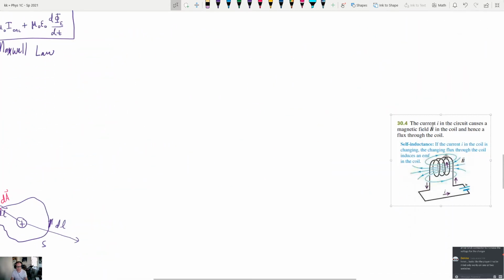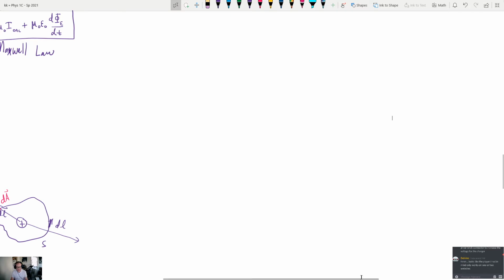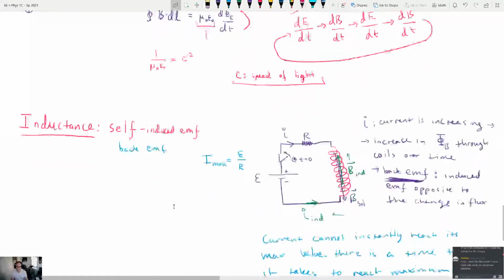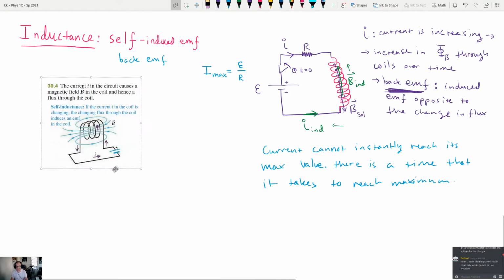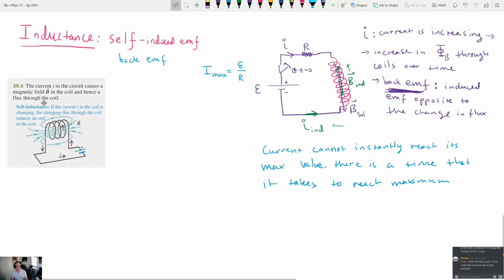Yes. Yep. All right, let's look at the book's picture. The book has a little bit better picture of this. So here they have a circuit. You've got a current carrying wire right here, and then you've got this right here. It says the current I in the circuit causes a magnetic field B in the coil, and hence a flux through the coil. Self-inductance: if the current I in the coil is changing, the changing flux through the coil induces an EMF in the coil. Right? Okay.